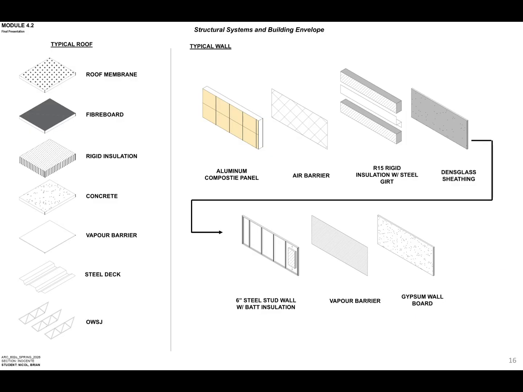Next, we take a look at the building envelopes for the typical construction. The typical roof on the left is a roof membrane with fiberboard insulation, concrete, vapor barrier, steel deck, and open web steel joists. And the typical wall being an ACM panel with the normal air barrier, the rigid insulation with steel girts, dense glass, steel stud construction, vapor barrier, and gypsum wall board.